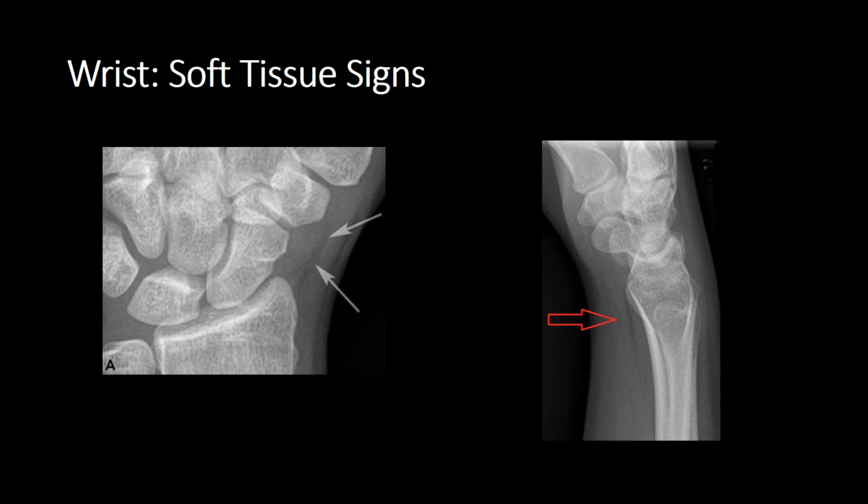Conversely, on the right, on our lateral view, we can see this dark fat stripe here, and this is the pronator quadratus fat stripe, and this is actually a lot more helpful. Normally it should lie a few millimetres anterior to the anterior cortex of the distal radius and ulna, and it's visualised as it is here as a dark grey stripe.